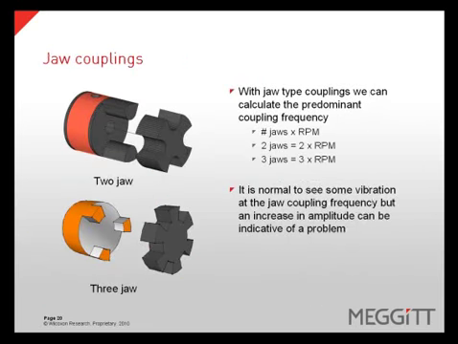Jaw-type couplings will generate vibration related to the number of jaws the coupling has. To calculate this frequency, we simply take the number of jaws and multiply it by the machine RPM. It is important to understand what vibration jaw-type couplings generate because it is often the same frequency other machine faults might appear at. This is when it is most important to truly understand the machine and what is causing the vibration. It is normal to see some vibration at the jaw coupling frequency. Be careful not to mistake this with misalignment. An increase in amplitude over time can indicate a problem.